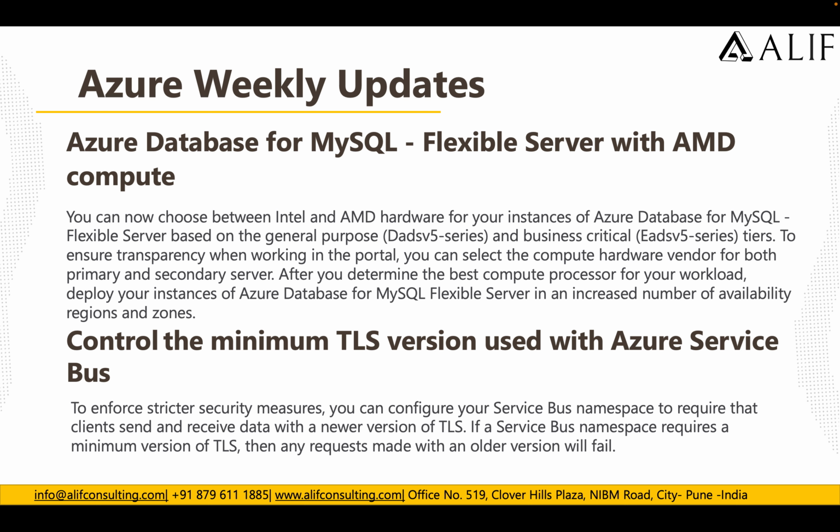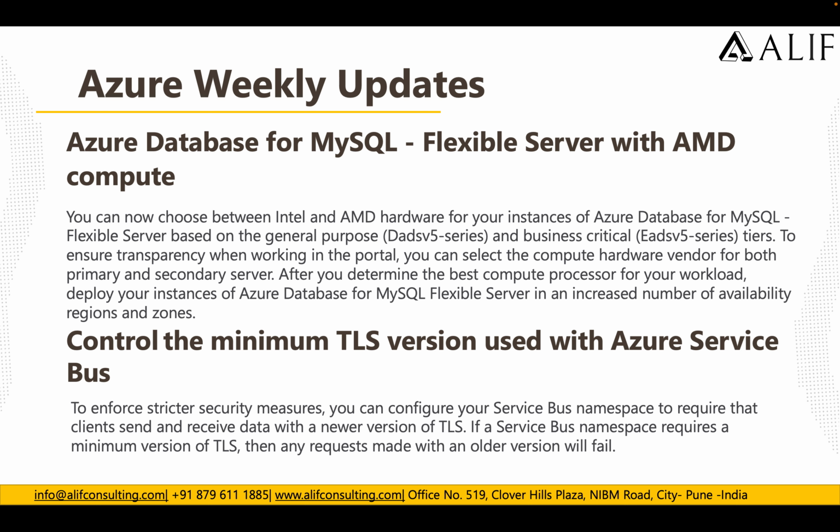So we have new tiers available, like the D8ds v5 series, or for business critical we have the E8ds v5 series, right? So both series are available. That's where we have the capability to select the processor we require, and we can determine the best compute processor for the workload, and then we can deploy the instance of Azure Database for MySQL Flexible Server in an increased number of availability regions and zones.